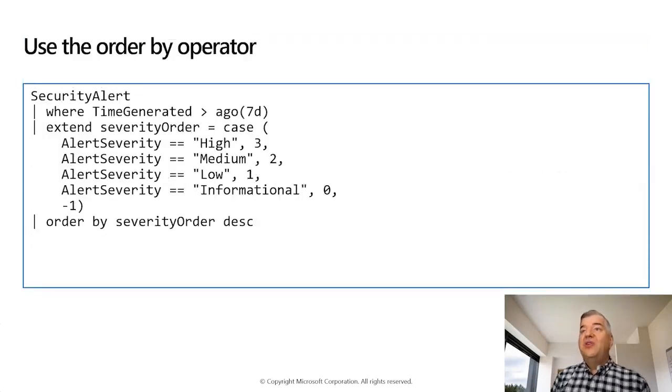So let's find out about how to use the order by operator. In this statement here, what we have is a search through the SecurityAlert table. We're filtering it using the where clause. We're extending the result set using the extend statement and creating a case for the severity order. And then what we're doing is ordering the results by that severity order in a descending manner. You can use the order by operator to utilize any column or multiple columns by simply using a comma separator, and each column can be set up to be descending or ascending.